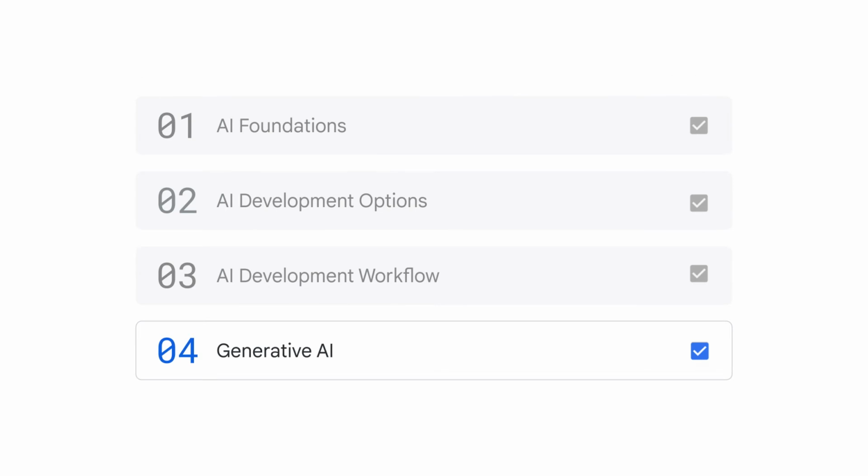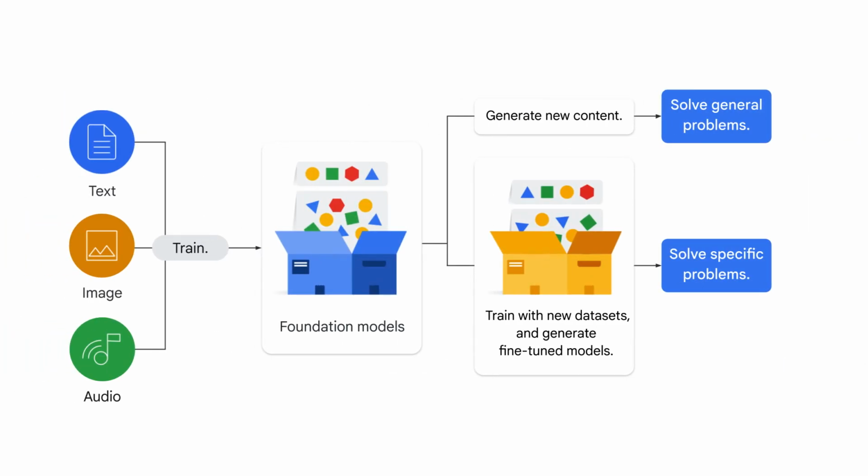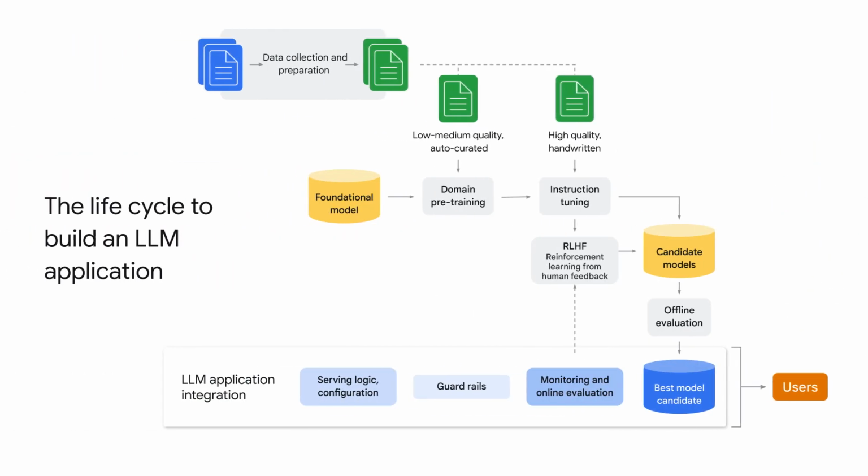In the final module, you were introduced to the most recent development in AI, generative AI. You explored the generative AI tools that assist AI development and the integration of its capabilities into AI solutions. You began by learning how generative AI works. It trains with multimodal data to generate foundational models like LLMs, which can solve general problems or be further tuned to solve specific problems. You were then introduced to a use case that applies generative AI to build Duet AI, an AI assistant for developers on Google Cloud.